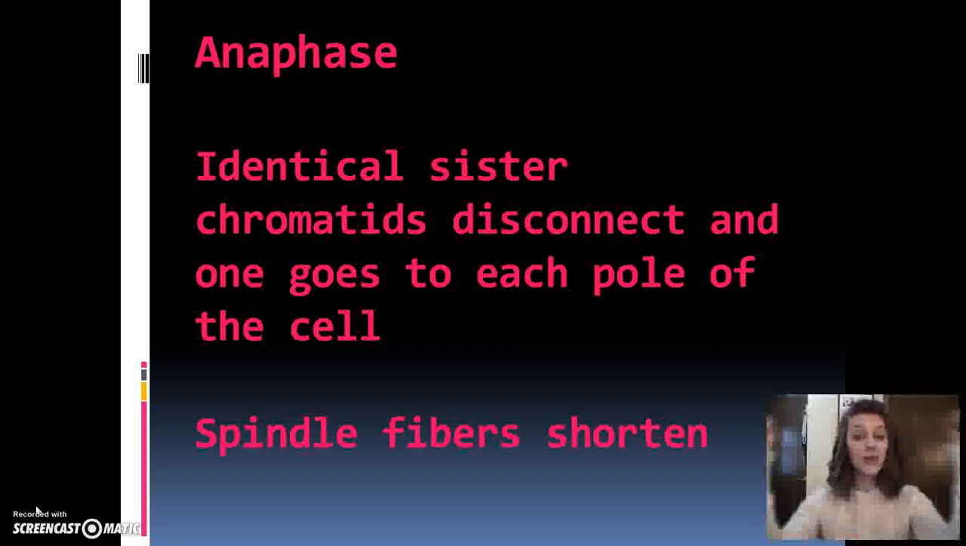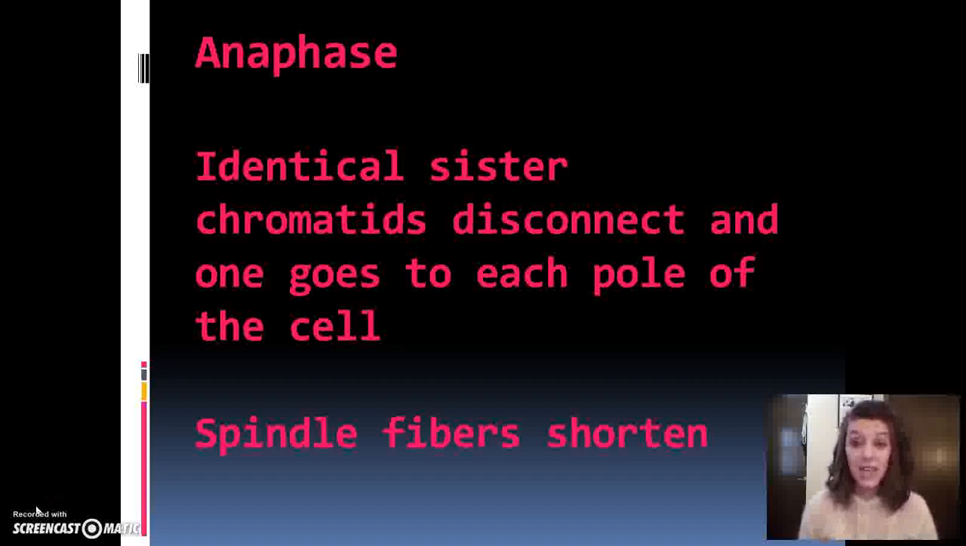So when these move apart from each other and they get separated, we're not losing any genetic information. We're just dividing it in two, but they are the same, so we don't lose anything. Okay, so they disconnect and then they go to opposite ends of the cell. And our spindle fibers, remember, those are the spider web things that are going to be attached to the chromosomes, and they're going to shorten, and as they shorten, they pull those chromosomes apart.